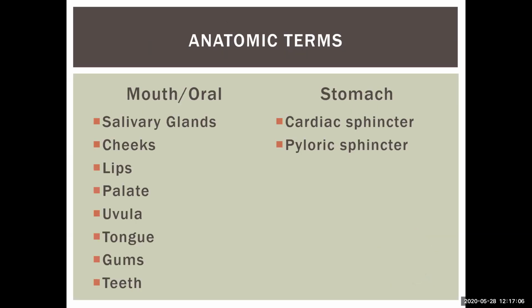Some anatomic terms that you'll hear us refer to would be salivary glands, the 3 pairs of exocrine glands in the mouth that secrete saliva. It's the parotid, submandibular, and sublingual glands. And then the cheeks refer to the lateral walls of the mouth. The lips, the fleshy structure surrounding the mouth. The palate would be the roof of the mouth, divided into a hard and soft palate further back.